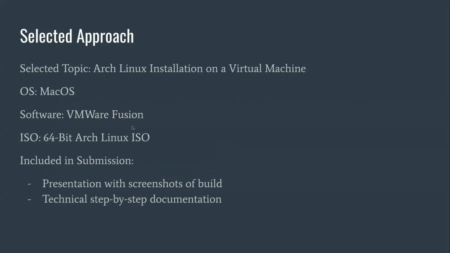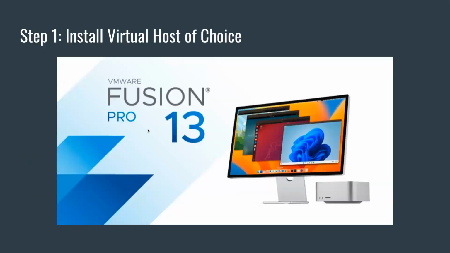So our selected approach, as I mentioned before, was an Arch Linux installation on a virtual machine. The particular OS we selected was a Mac OS system using VMware Fusion. We are installing a 64-bit version of Arch Linux, and included in our submission is the presentation that we're speaking on currently, as well as the technical step-by-step documentation to go about installing the listed features.